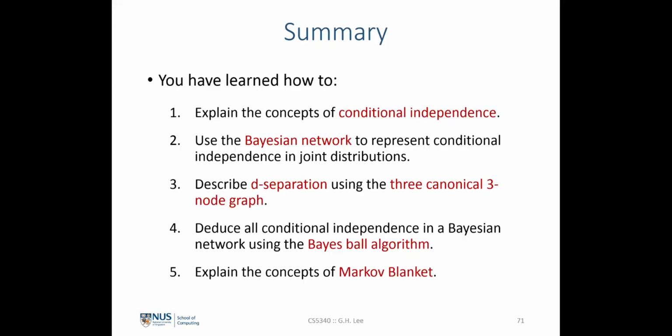We have also described the important concept of d-separation using the three canonical three-node graphs. We have seen how to use the d-separation principle to deduce all the conditional independence in the Bayesian network using what we call the Bayes ball algorithm. Finally, we have looked at the concept of the Markov blanket.